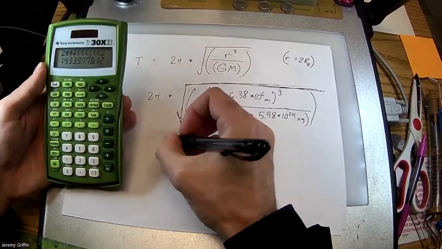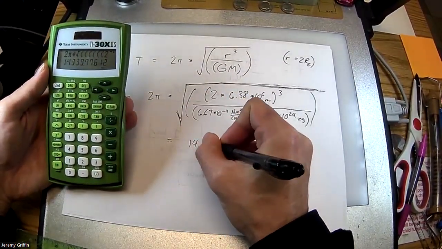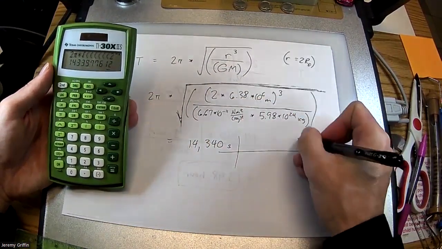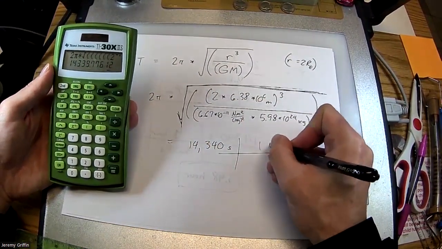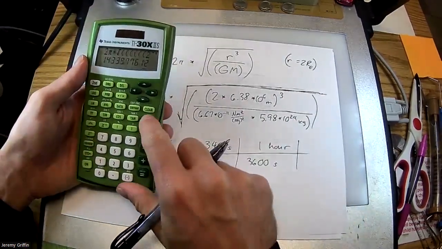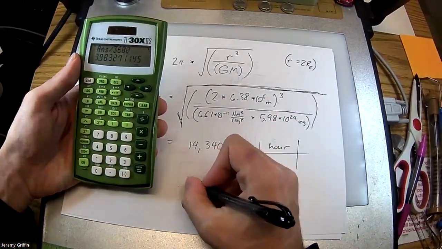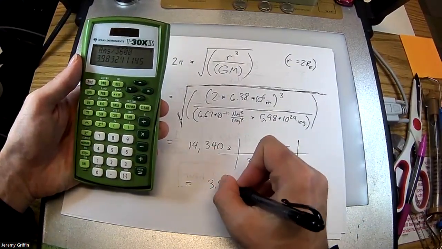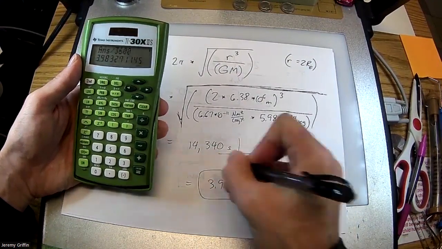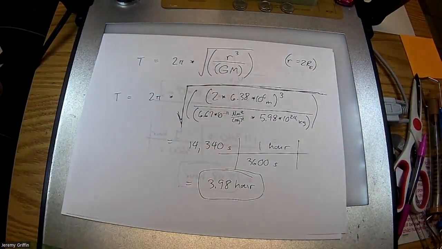Okay, so I'm getting 14,340, that's seconds, multiplied by 1 hour every 3,600 seconds. That is, oh, look at that, 3.98 hours. It's the same thing. Okay, there you go. So we're going to be able to navigate questions like that.